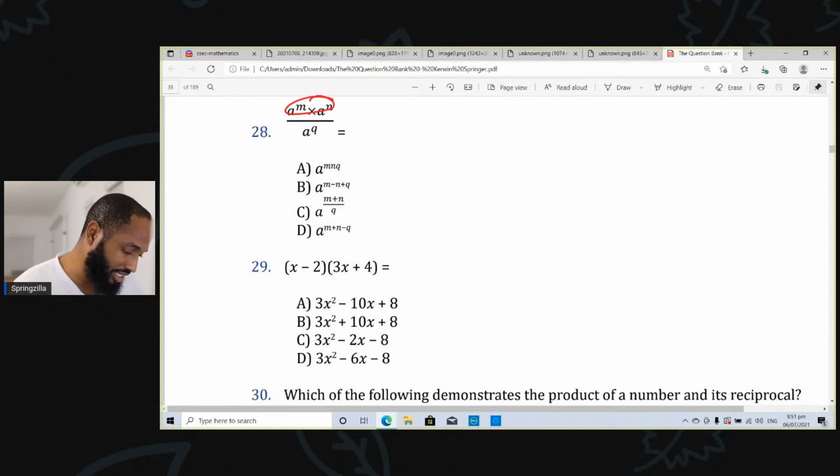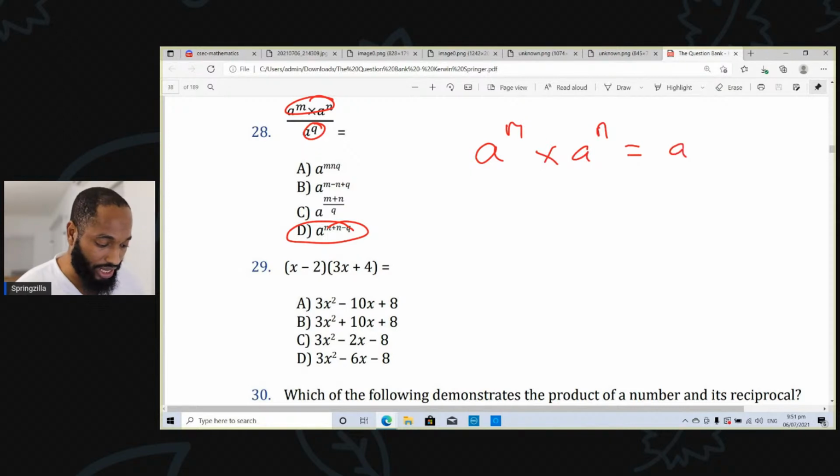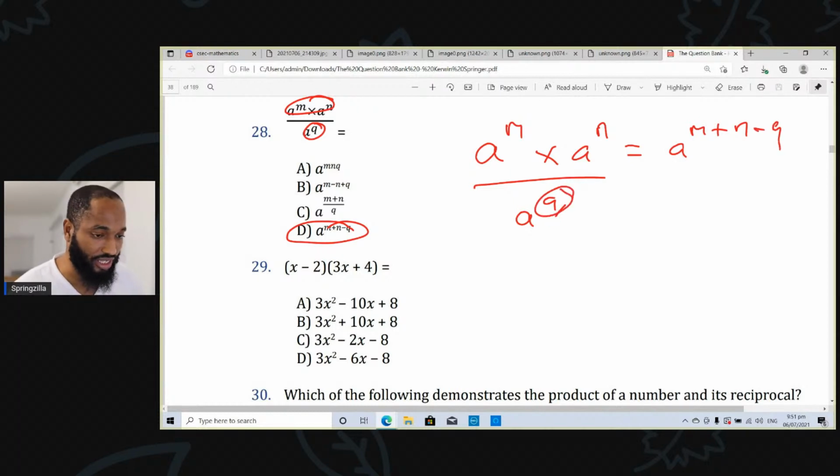A to the M, A to the N. This means this you need to add, and this one you need to subtract. So don't get waxed. Actually, this is the answer. None of these fancy jumbo is the answer. D is the answer in this case. So if you have A^M multiplied by A^N, it's going to be A to the M plus N. And if you have this divided with the same base, this means subtract.